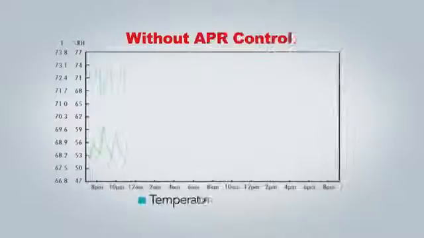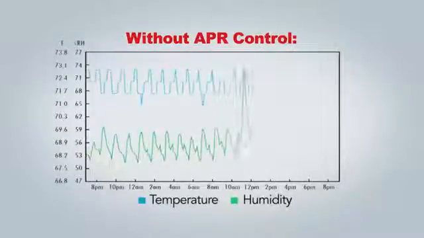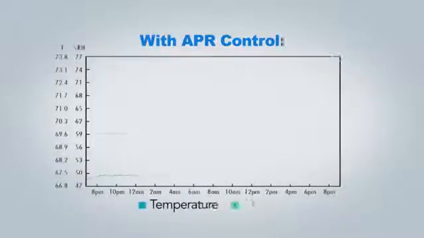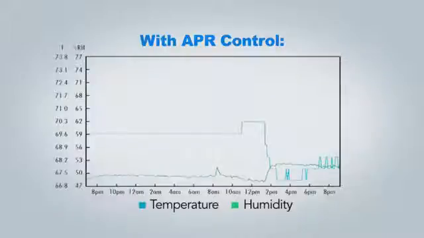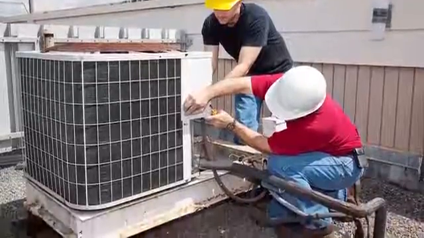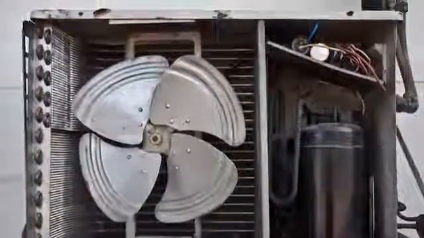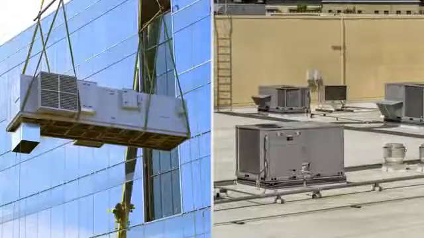Oversized air conditioning equipment results in temperature and humidity swings, short cycling, hard starts, coil frosting, liquid slugging, and ultimately, equipment failure. Since 1993, the APR control has been solving oversized air conditioning challenges, alleviating costly repairs, service callbacks, customer complaints, and equipment downtime in new and retrofit applications.